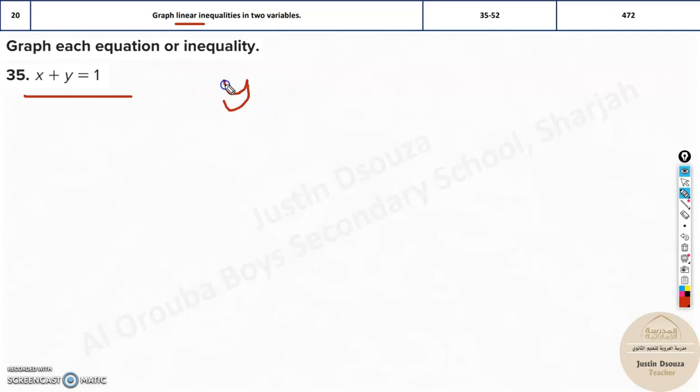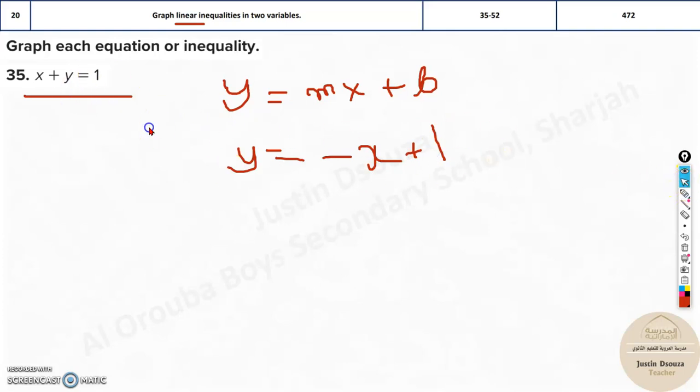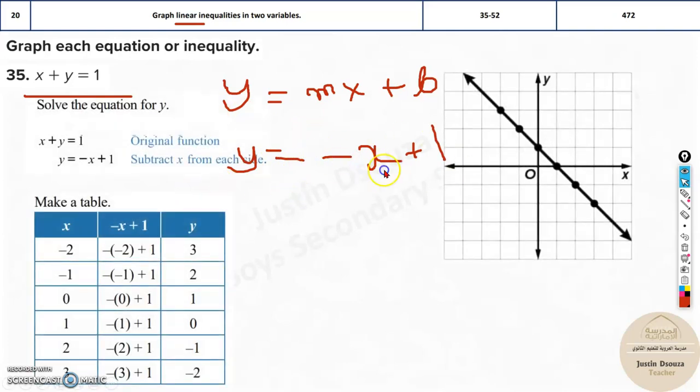You need to get this to slope intercept form, y equals mx plus b. It doesn't matter what the equation is. Here y must be alone, so take this x to the other side, and it becomes y equals minus x plus 1. So this would be the slope intercept form here. You must get it into slope intercept form.